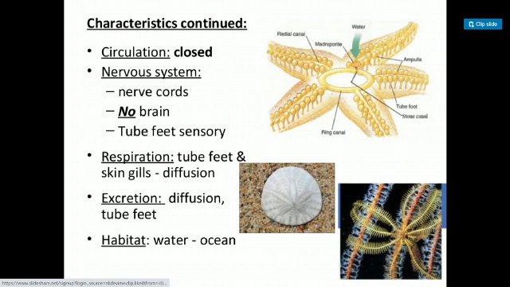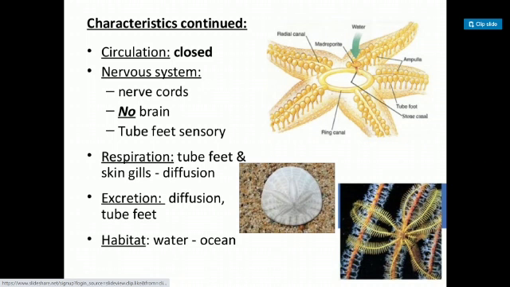Now we will talk about the system of respiration in them. Respiration occurs through a variety of structures. For example, the papillae in the starfish. What are the papillae? These are the skin gills, which are projections of the coelom. Or respiration can also take place with the help of peristomial gills, such as in the sea urchins. And what are the peristomial gills?